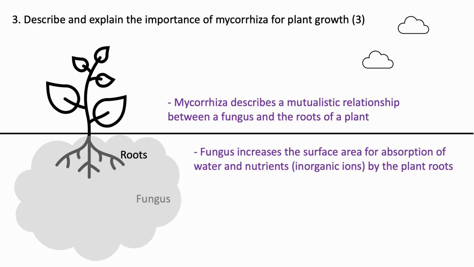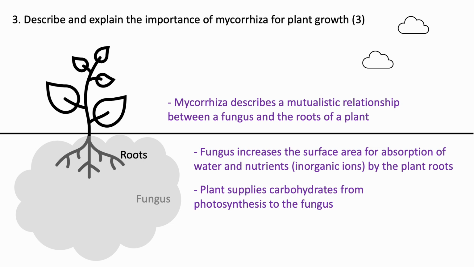And this is important because it increases the surface area for absorption of water and nutrients by the plant roots. And it can hold on to water as well, so it can prevent damage during drought, or keep the plant alive during drought to maintain this water supply. And in exchange, the plant supplies the fungus with carbohydrates that it's made by photosynthesis. So both the fungus and the plant benefit from this association. That's why it's described as mutualistic.